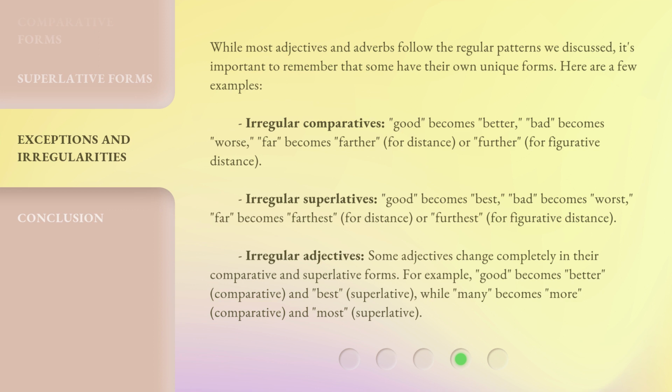Irregular superlatives. Good becomes best, bad becomes worst, far becomes farthest for distance, or furthest for figurative distance. Irregular adjectives. Some adjectives change completely in their comparative and superlative forms. For example, good becomes better (comparative) and best (superlative), while many becomes more (comparative) and most (superlative).